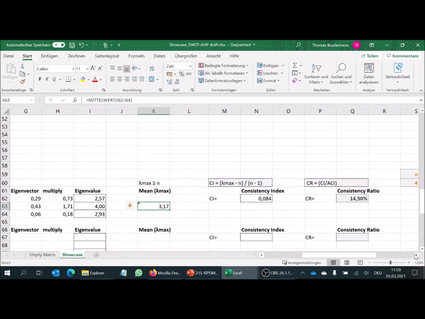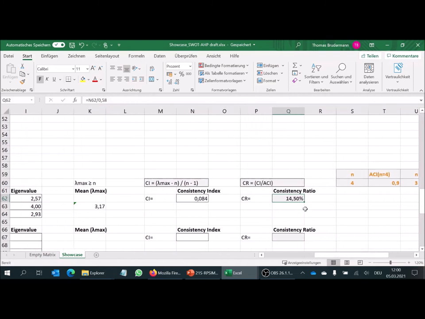Then we just put this into a formula. So our consistency index now is this lambda max minus the matrix size, which is 3, divided through matrix size minus 1, which is 2. And then the consistency ratio just divides this consistency index with this average consistency index, which for a matrix of size 3 is 0.58. And this gives us this 14.5%, which I showed you before in the PowerPoint slides.